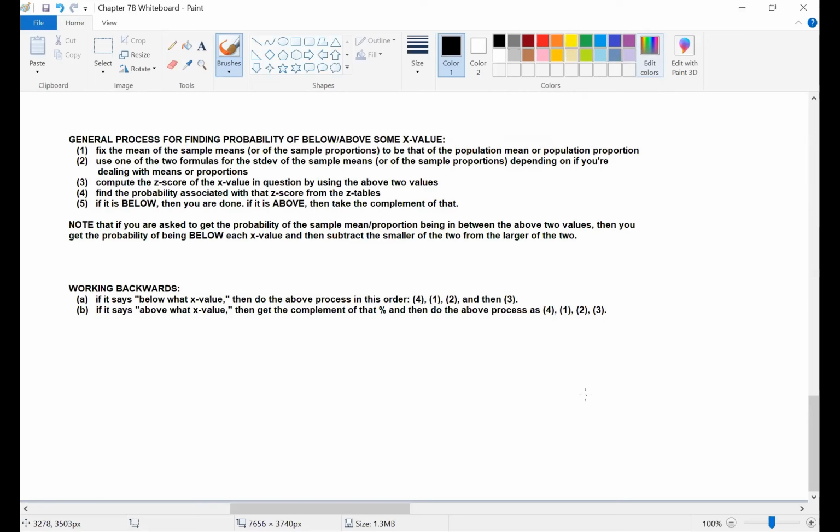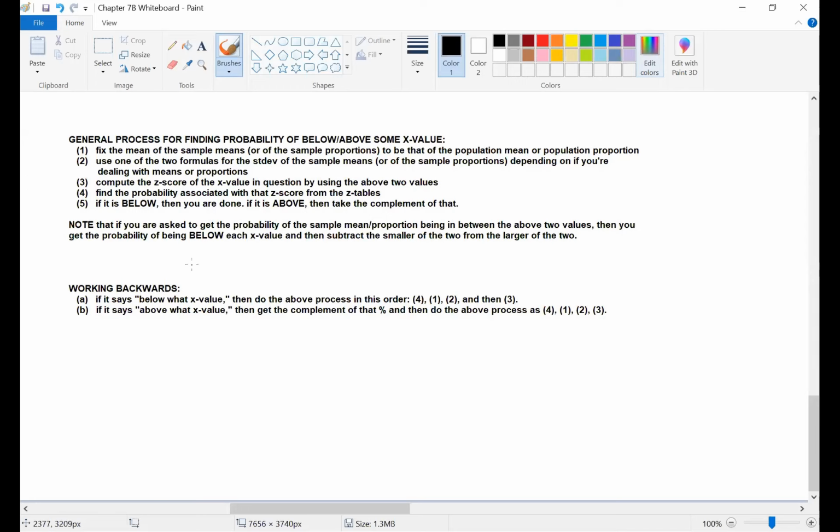And then for the formulas, we'll use one or the other. For the first two problems, it was the population standard deviation divided by the square root of n. For the one we just did, it was the square root of p times 1 minus p, and you divide that by the square root of n. And that will give you the standard deviation of your sample means. Get the z-score with that, use your table. If you're below, like the one you just did, you're done. If it was the first two that we did, you have to take the complement of it because it's asking for above. And like I just said, if you want to get in between, you do the above for both of them. Exact same, and your last step, subtract the smaller from the bigger.